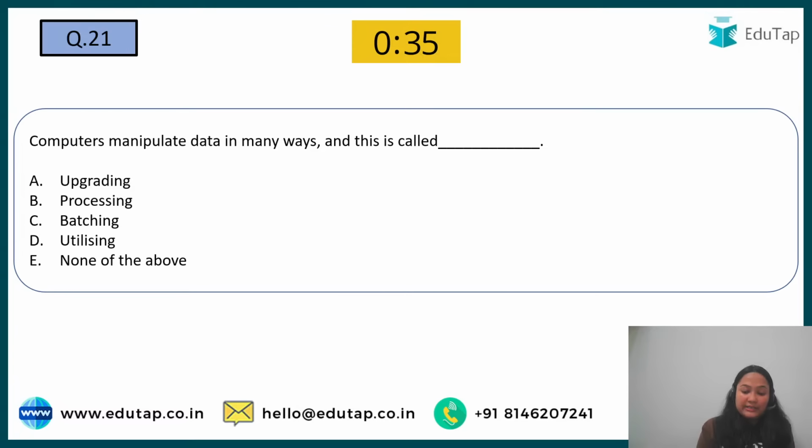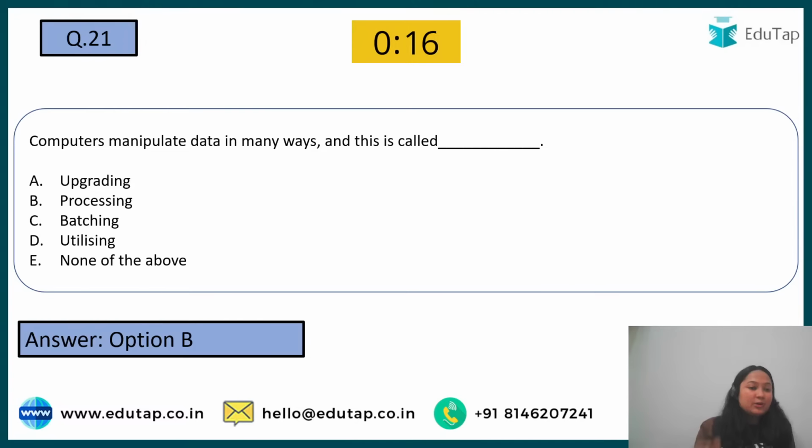So here easily you can give me the answer. What will be the correct answer? I'm looking for the answers of question number 21. Option number B. Absolutely correct, Nilesh. Very good. So here the correct answer will be processing. All right. Now coming to the next question.